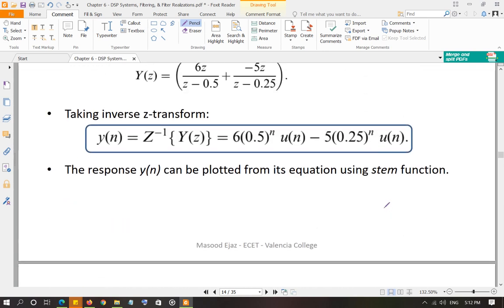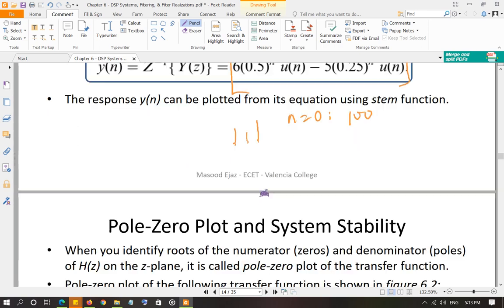Now you can plot these things. Remember, you plotted y(n) or x(n) earlier. I forgot if you plotted or not, but in convolution you did actually. So the same way you can plot this. This is basically your equation in the n domain. You can take the value of n from 0 to 100, and then you can plot this from n equal to 0 to 100 and use the stem plot, so you will see how it is changing.